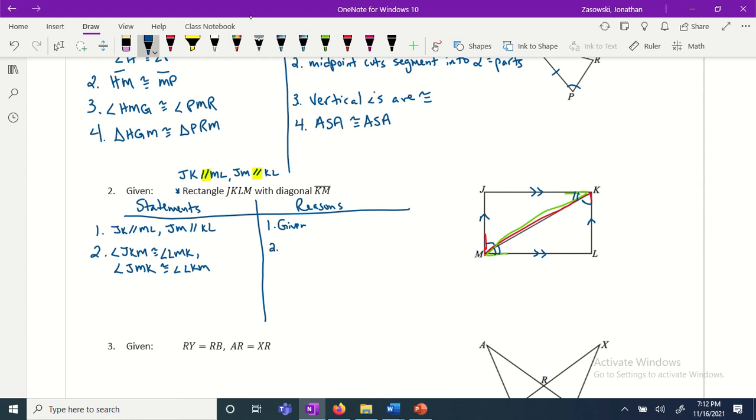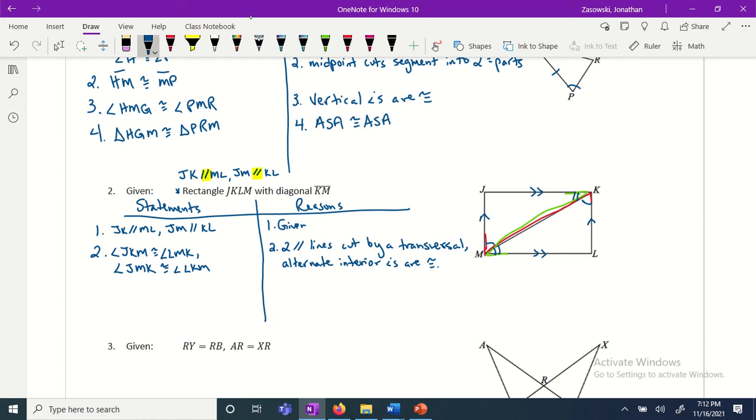Remember that really long, annoying statement we have to write, that two parallel lines cut by a transversal. And then we always end with our pair of angles, alternate interior angles are congruent. Okay. Now we need something else, right? We need something else. So we've used all our key things here.